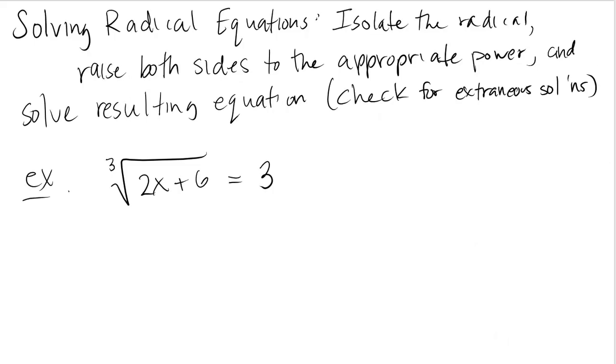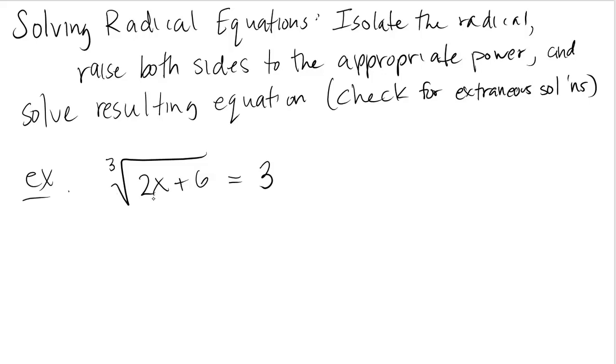To solve an equation with a radical in it, you want to isolate the radical on one side, raise both sides to the appropriate power, that is, raise it to a power that will undo the radical, and then solve the resulting equation. You'll have to check for extraneous solutions when you raise both sides to an even power. Here's a standard example that's already set up.